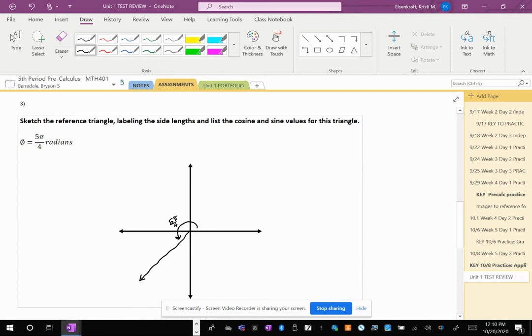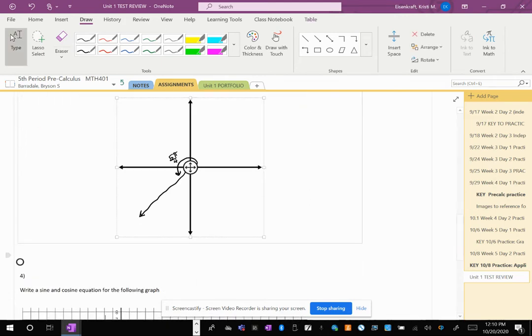Label the side lengths and list the cosine and sine values. So we're sketching also the reference triangle. So let's go ahead and go. Let me see if I can just go like this. It just keeps selecting instead of using my pen, which is an issue.